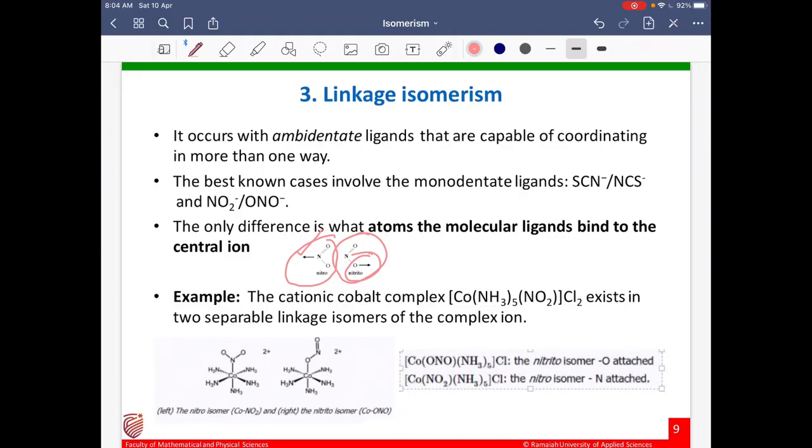Example is given here. The cationic cobalt complex, Co(NH3)5(NO2)Cl2, exists in two separable linkage isomers of the complex ion. The first compound is a nitro isomer. Reason: here the nitrogen atom is attached to the central metal ion cobalt. In the nitrito isomer, the oxygen atom is attached to the central metal ion, which is cobalt. So both are isomers, they are linkage isomers. Why are they called linkage isomers? Because they contain an ambidentate ligand where the coordinating atom is different.